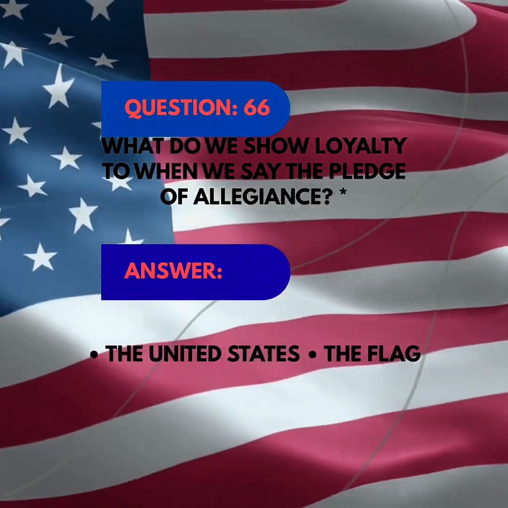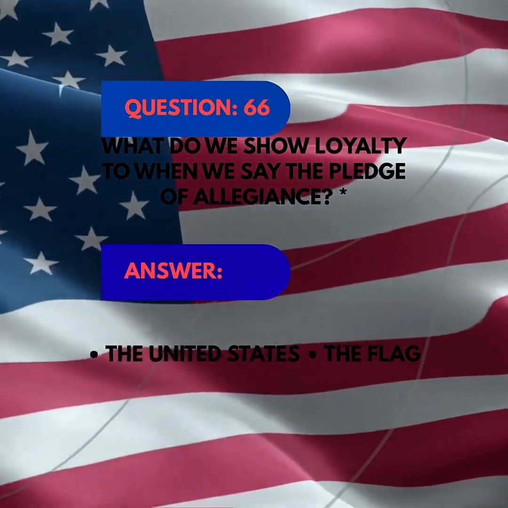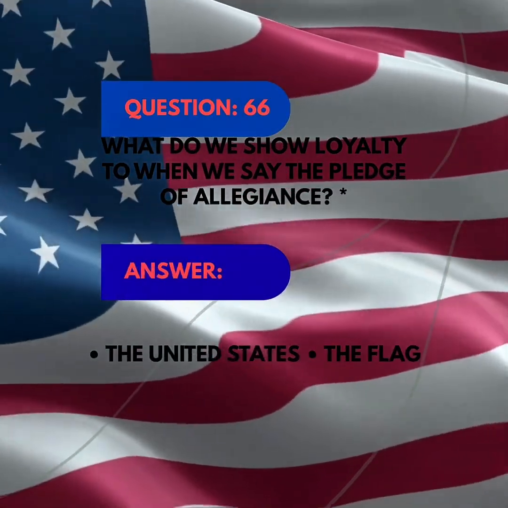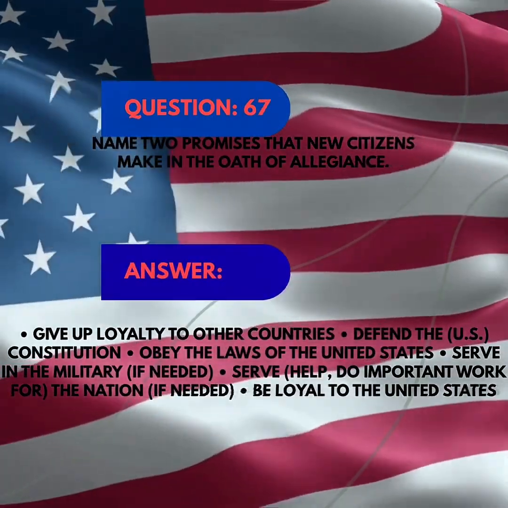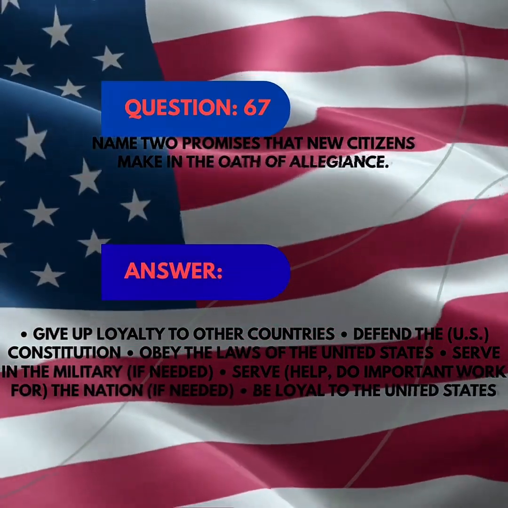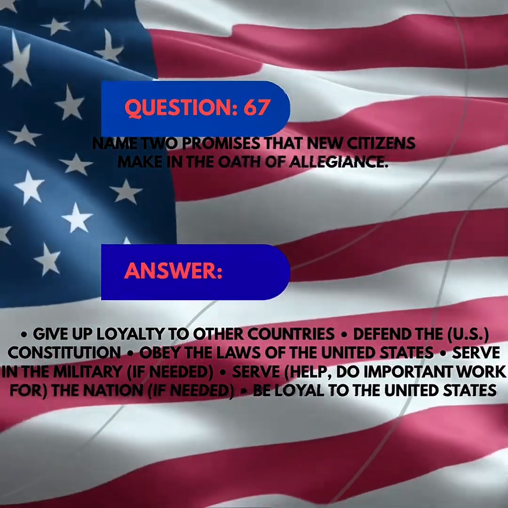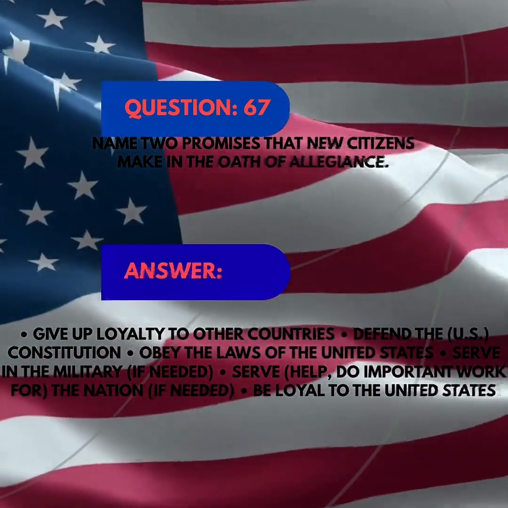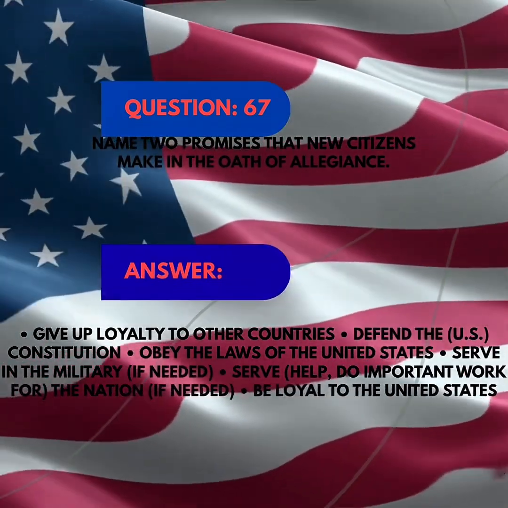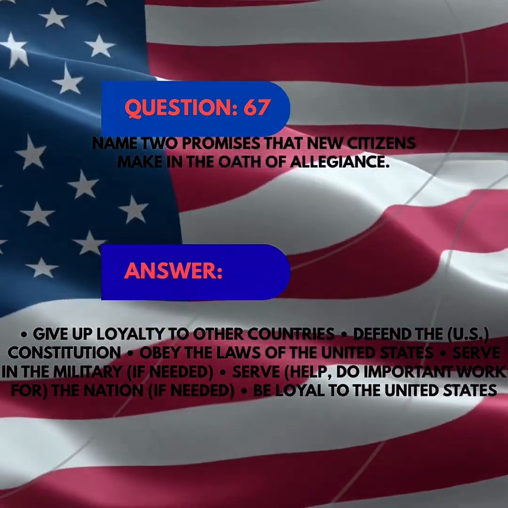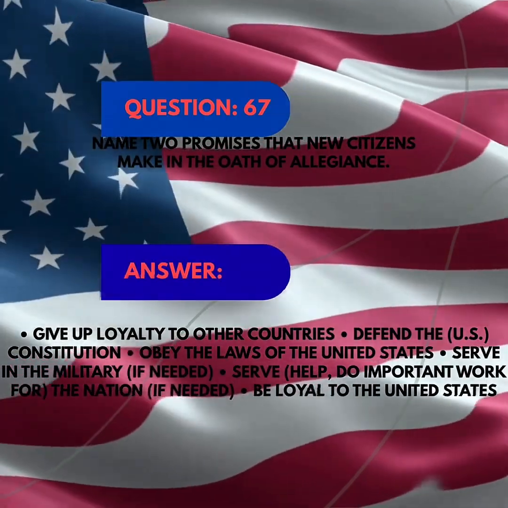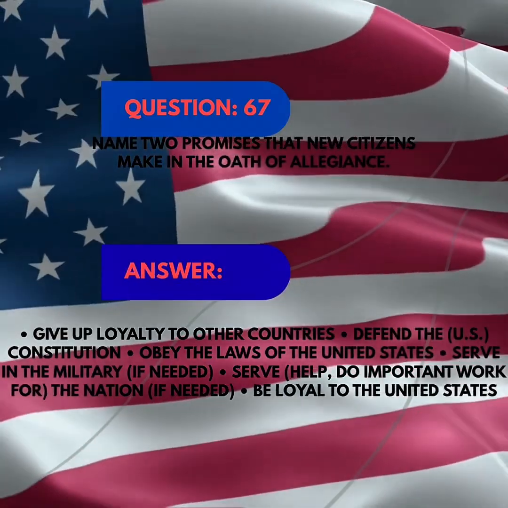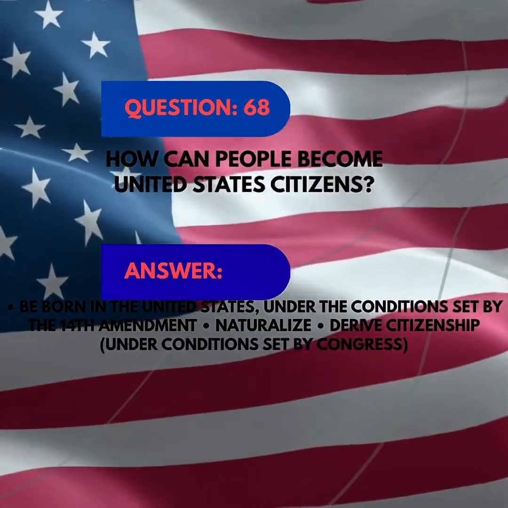Question 66. What do we show loyalty to when we say the Pledge of Allegiance? Answer. We show loyalty to the United States and to the flag. Question 67. Name 2 promises that new citizens make in the Oath of Allegiance. Answer. New citizens promise to give up loyalty to other countries and to defend the U.S. Constitution. They also promise to obey U.S. laws, serve in the military if needed, help the nation if needed, and be loyal to the United States. Question 68. How can people become United States citizens?